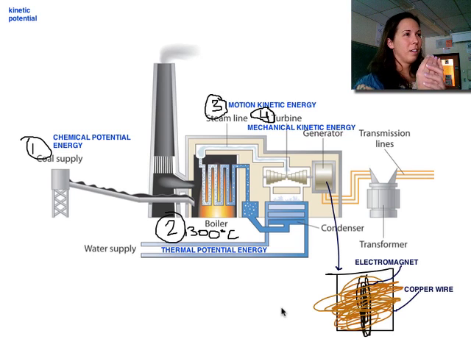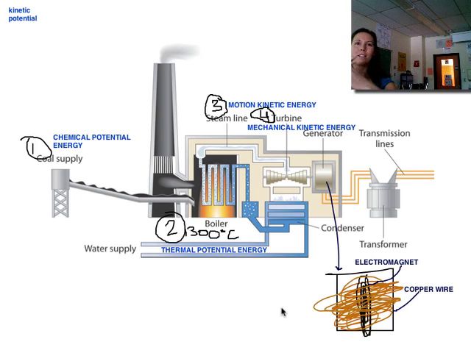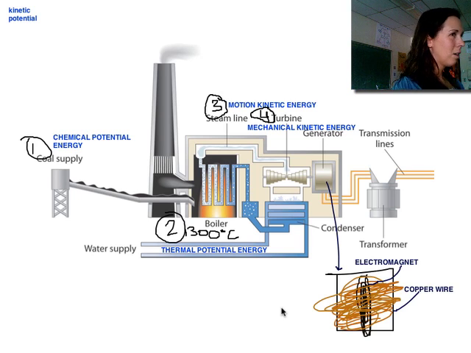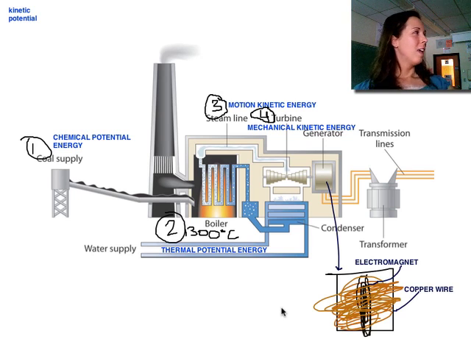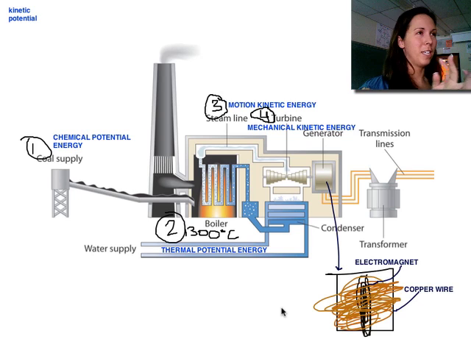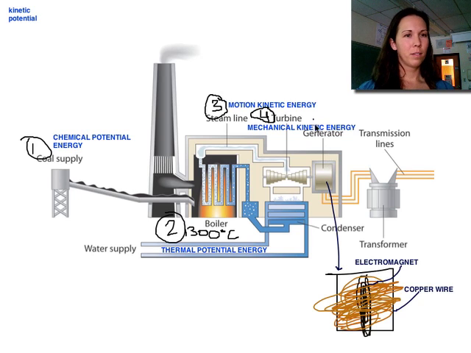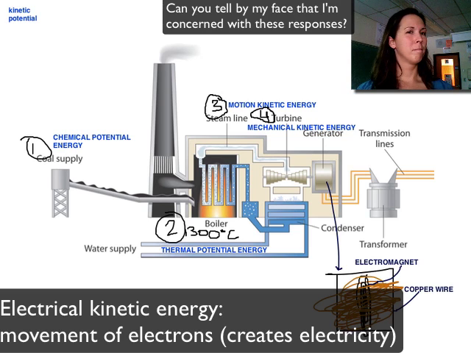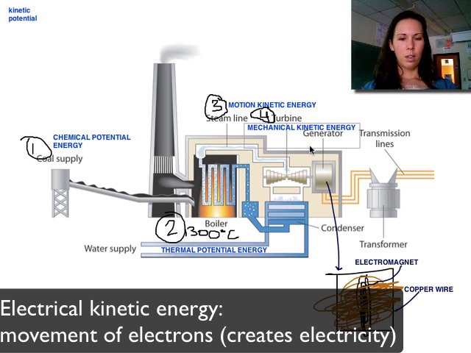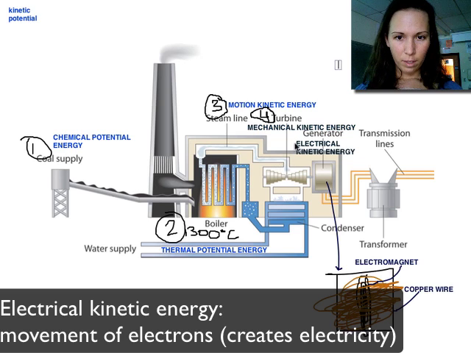So inside the generator is an electromagnet. Those turbine blades that are connected to the metal rod are connected to that electromagnet. When you spin an electromagnet, it makes electrons move. My question then, if electrons are moving, what type of energy is it? Kinetic. More specific. Electrical. What's step 5? The generator. Step 5.